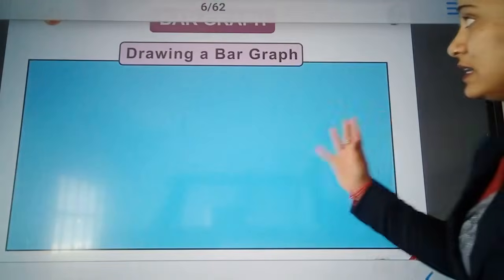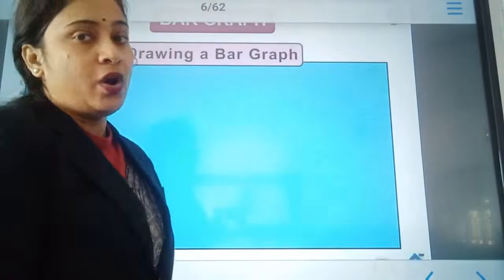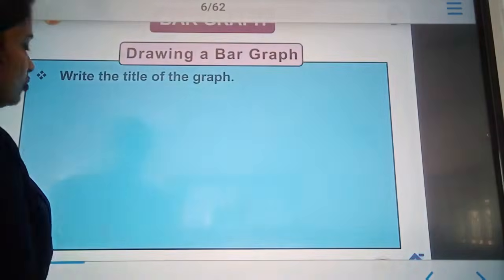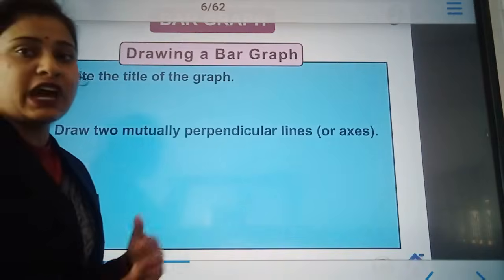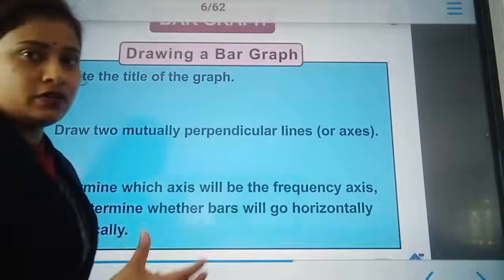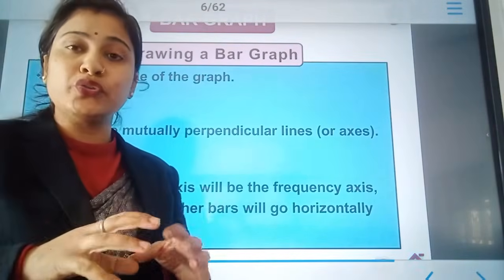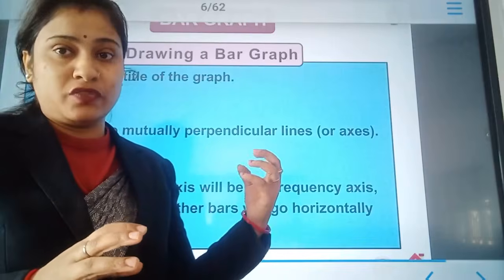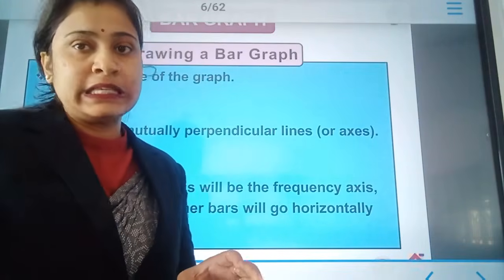Now let us understand how we will draw a bar graph for any given data. Some of the key points you need to understand: first, write the title of the graph. The title of the graph means what we are making the graph about. What should be an appropriate title for the graph? For example, when we record the number of absentees of a class, we have to write the title: number of absentees of the class.